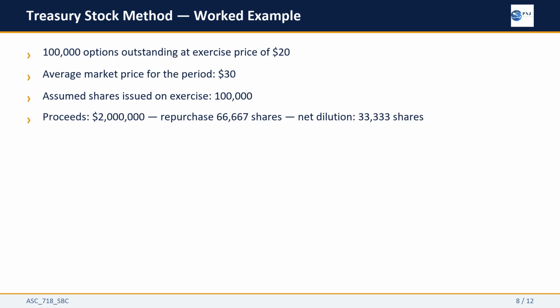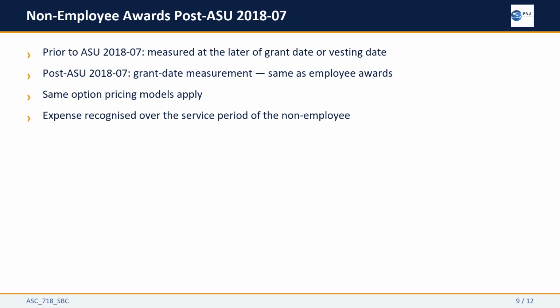Options that are out of the money, exercise price above the current stock price, are antidilutive and excluded from diluted EPS entirely. Before ASU 2018-07, accounting for SBC awards granted to consultants and other non-employees was significantly more complex than for employee awards. Non-employee awards were measured at the later of the grant date or the vesting date, which created ongoing remeasurement and volatility right up until vesting.